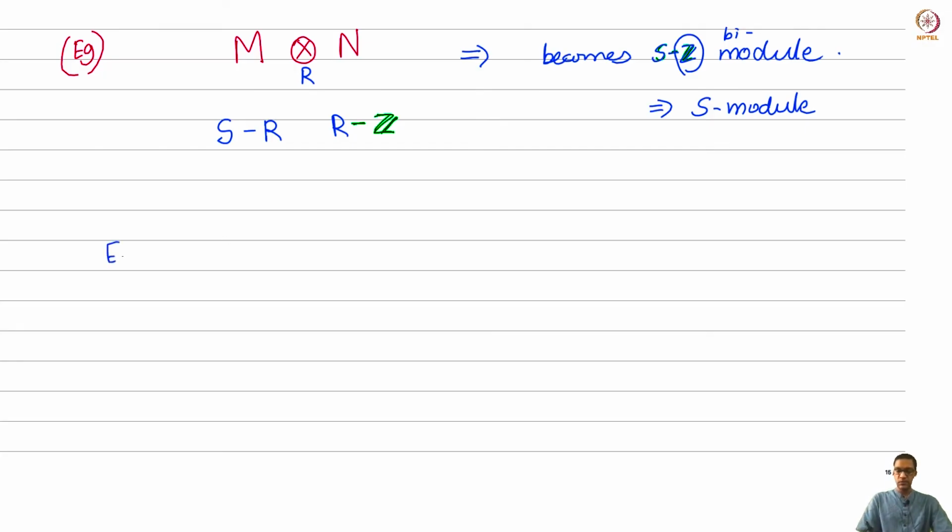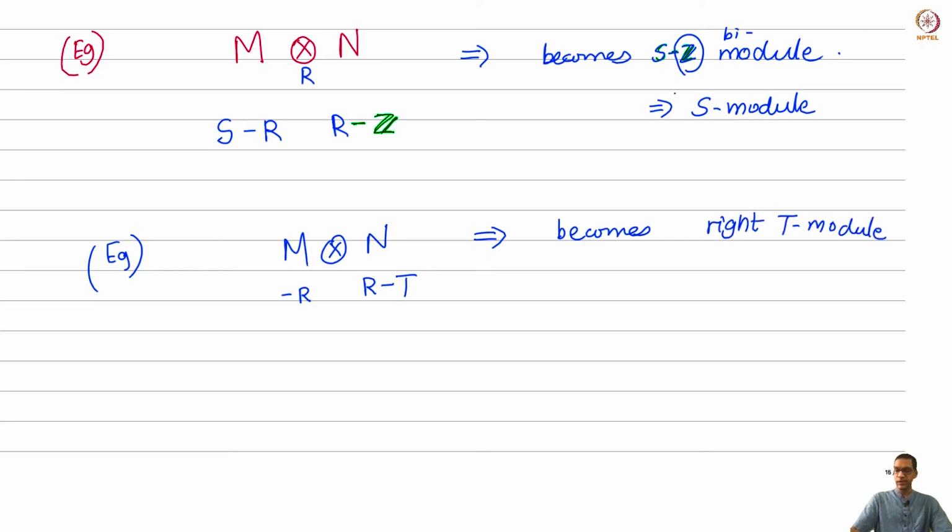Similarly, let's look at the other variation. If I had M tensor N, and maybe M was a right R module, N was some RT bimodule, then this means that the final end product M tensor N becomes only a right T module. Here when I say S module, I mean left S module. Again, why is this the case? If M didn't have additional structure, I can always put a Z there. I can think of it as a ZR bimodule, and therefore the final end product becomes a ZT bimodule. But the ZT bimodule is just the same as a right T module, because this Z here doesn't add any new information. We already knew it's the same Z module structure.